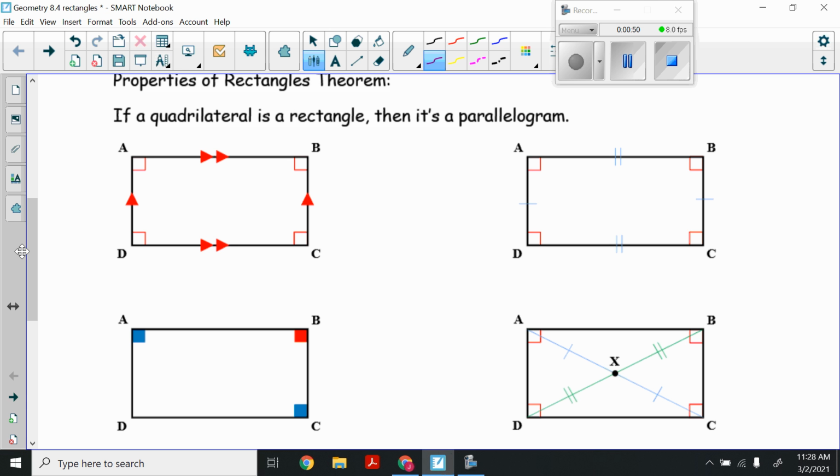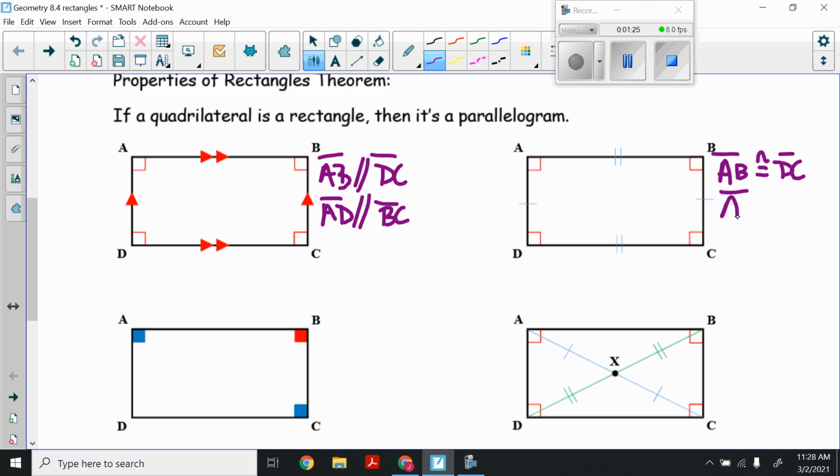So if a quadrilateral is a rectangle, then it's a parallelogram. So all those properties that we talked about of a parallelogram, a rectangle also has. So the very first one, both pairs of opposite sides have to be parallel. So AB is parallel to DC, and AD parallel to BC. A rectangle will also have both pairs of opposite sides congruent, just like a parallelogram. So AB congruent to DC, as well as AD congruent to BC.